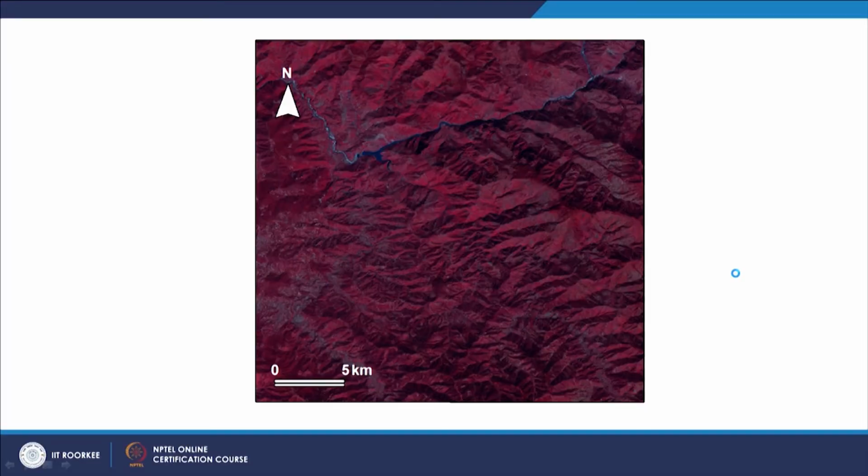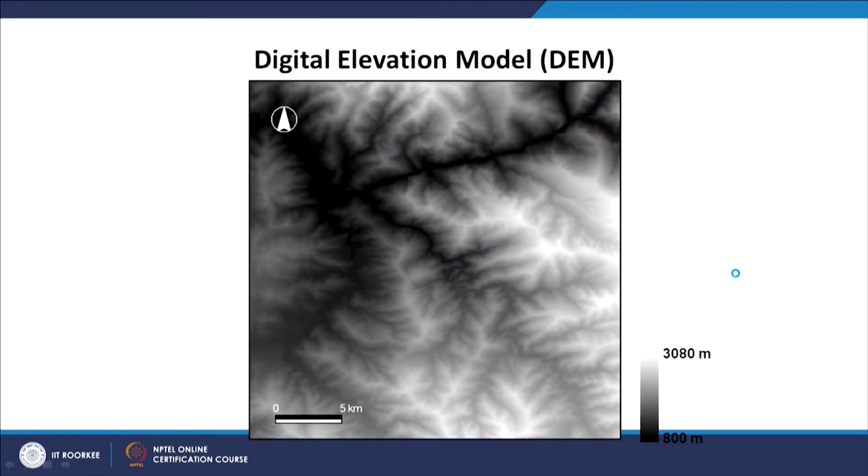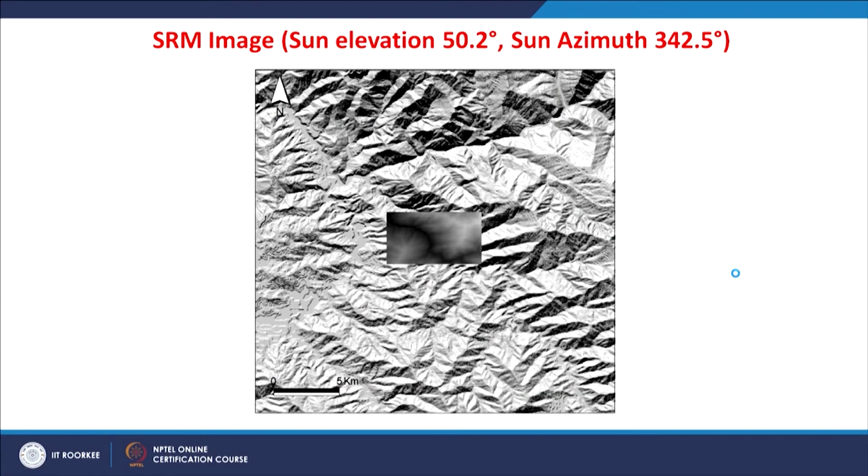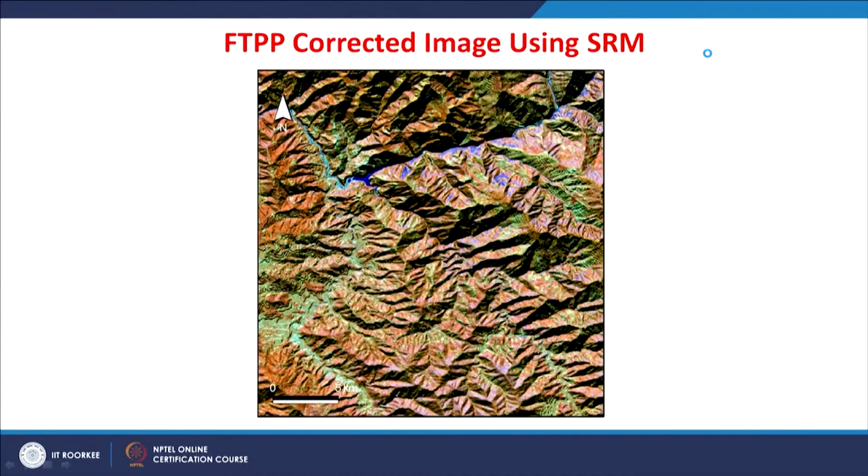Similarly, one more example is here: this is an input image, this is a digital elevation model, and now this digital elevation model has been created using the opposite sun azimuth angle, and then you get a new product something like that. So, this is the FTPP corrected image. Nowadays, you do not have to create your own digital elevation model. You can employ already available digital elevation models and can get rid of FTPP using this image merging or image fusion technique.